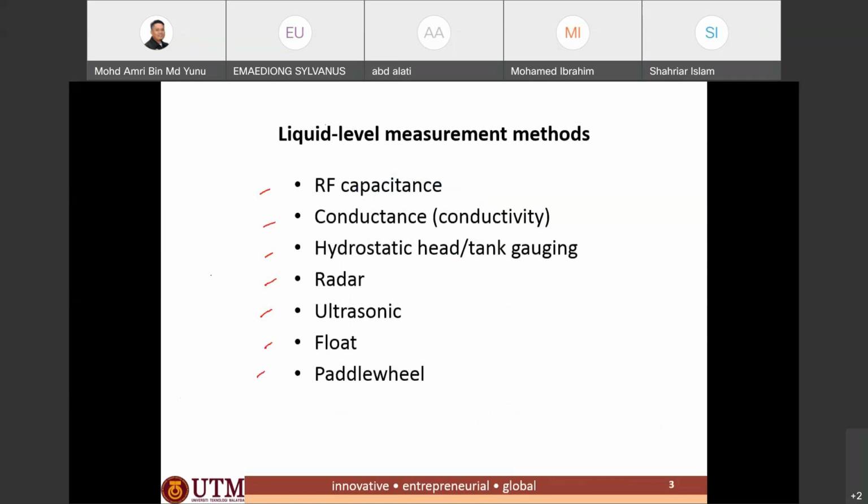As I said before, there are many types of liquid level measurement methods such as RF capacitance, conductance, and also methods based on pressure difference. Then we have methods based on energy signals, radar and ultrasonic, and some mechanical methods like float or paddle wheel.